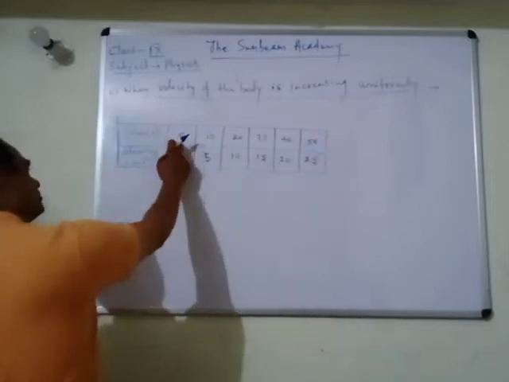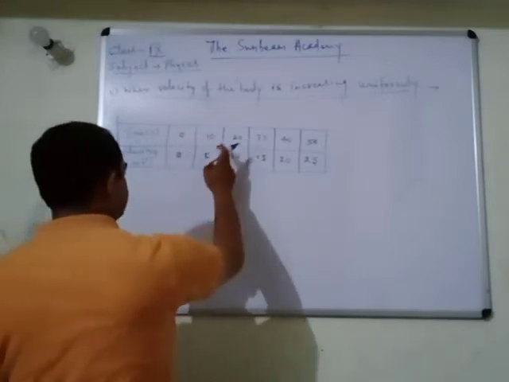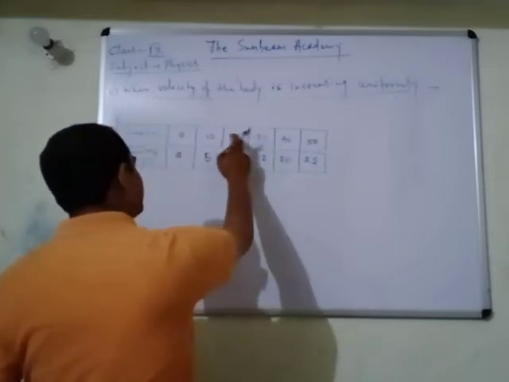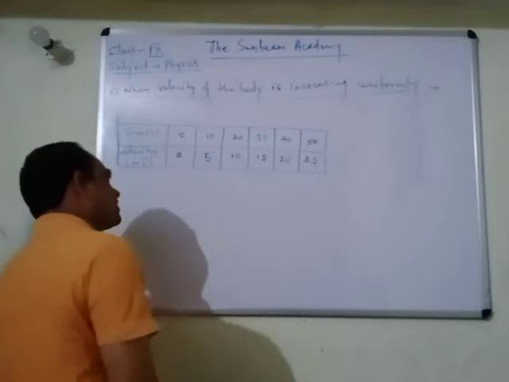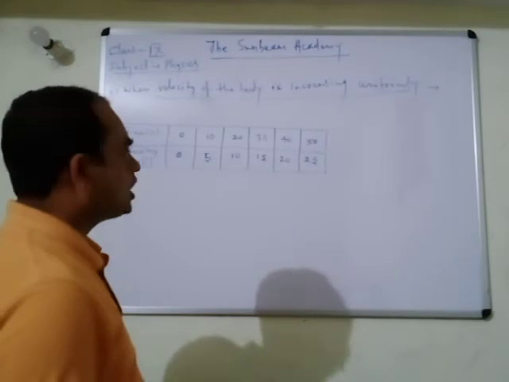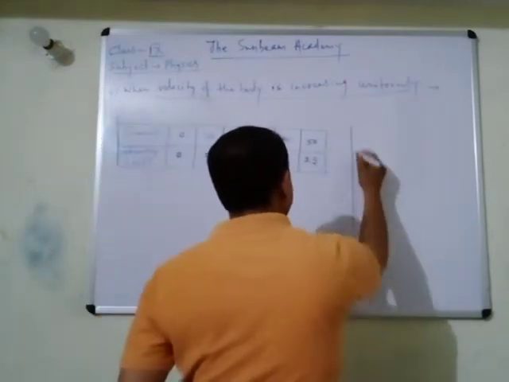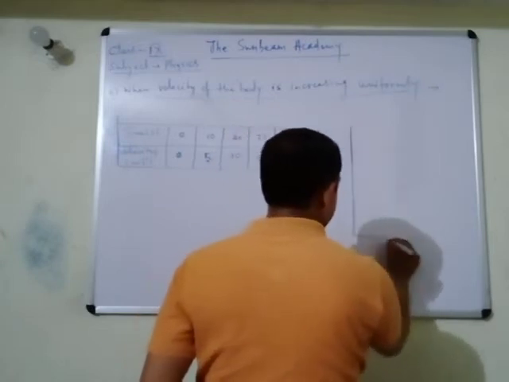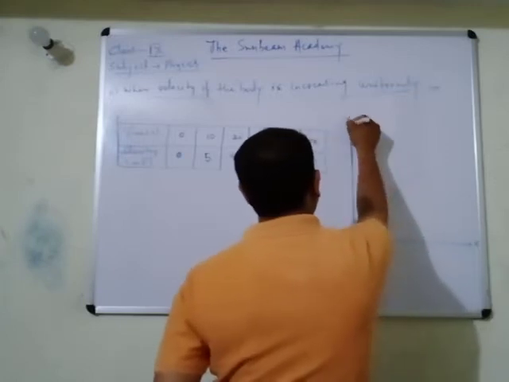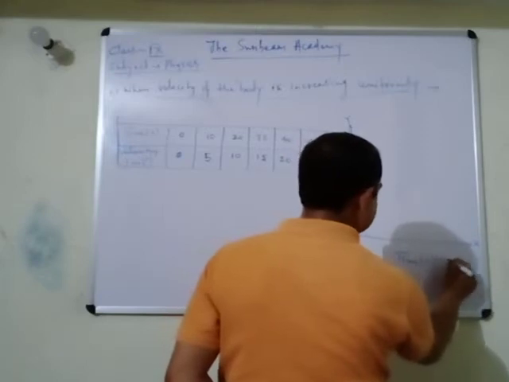Here, in the first 10 seconds, the increase in velocity is 5. Again in 10 seconds, the increase in velocity is 5. Again in the next 10 seconds, the increase is 5. This means that velocity is increasing at a uniform rate. Now you have to make the graph of this. This is the x-axis and this is the y-axis. Here we are representing time in seconds.